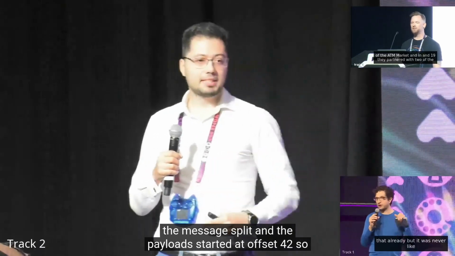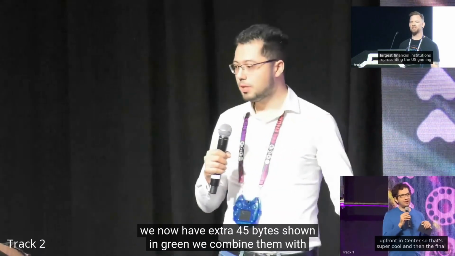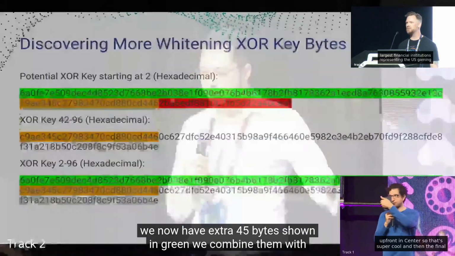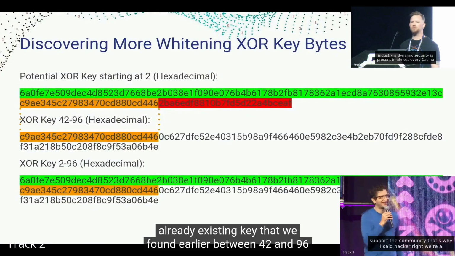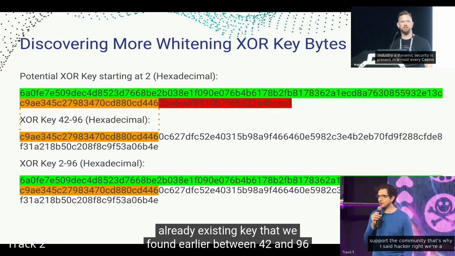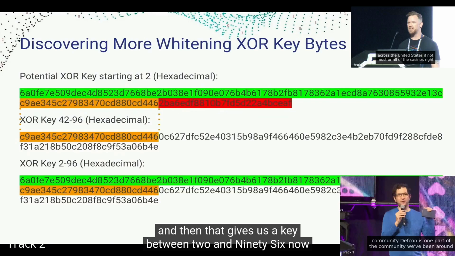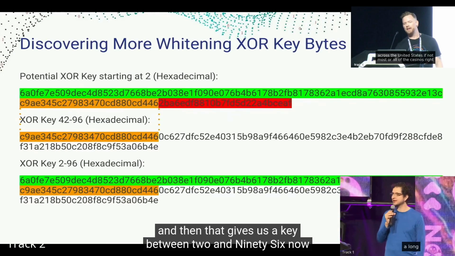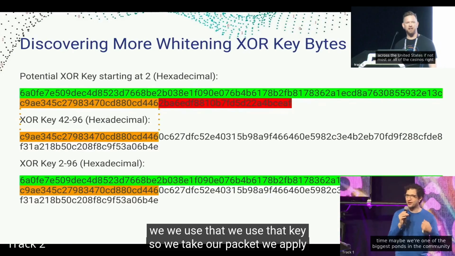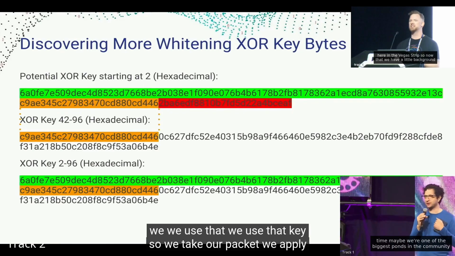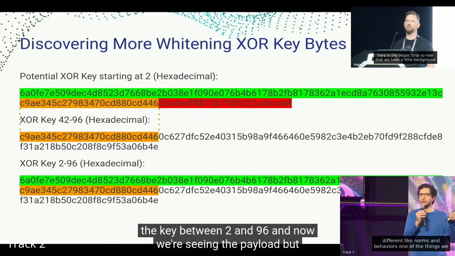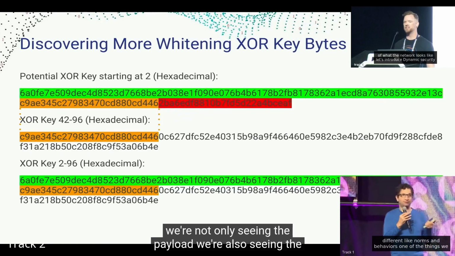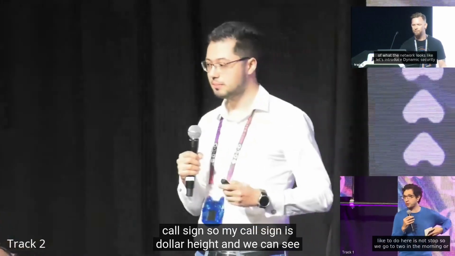We run the same exact script that was shown in that algorithm against the second message, and we see a potential XOR starting at byte 2 instead of 42. So this means this is a fragment split, the message split, and the payload started at offset 42. So we now have an extra 40 bytes shown in green. We combine them with the already existing key that we found earlier between 42 and 96, and that gives us a key between 2 and 96.